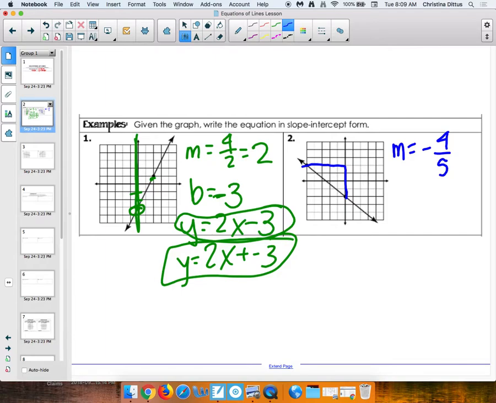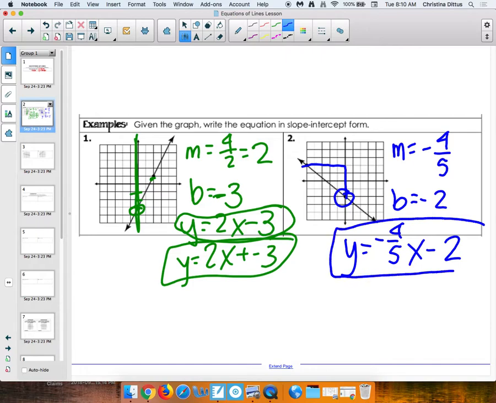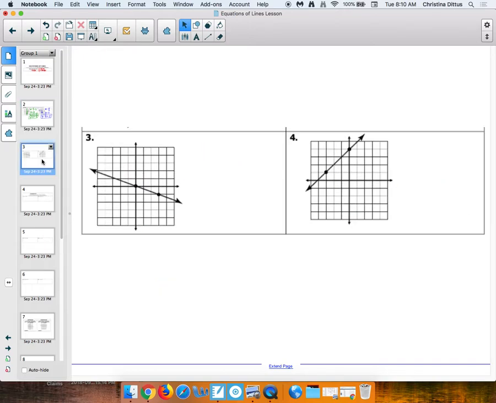Other thing I need is B, which stands for the y-intercept, which is negative 2. All we have to do is throw it into our equation. y equals M, our negative 4/5, x, and then our B, minus 2. Okay. Questions there?